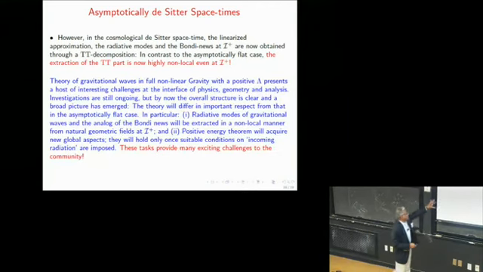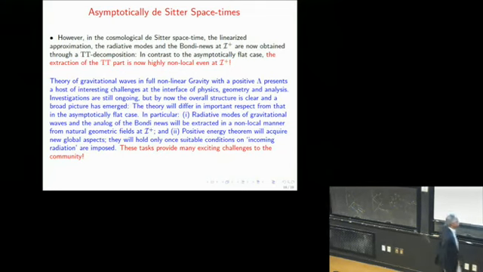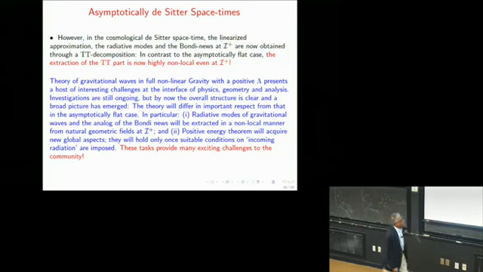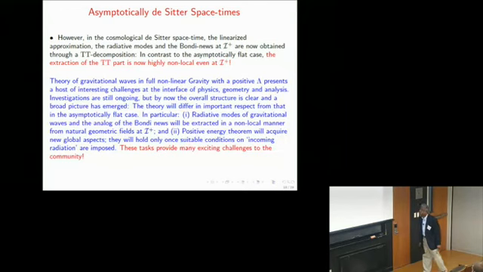So this is an open, very interesting issue, namely in full nonlinear general relativity with a positive cosmological constant, we have a host of interesting challenges at the interface of physics, geometry, and analysis. I think the broad picture is clear, but there are still many details that are still being worked out. And the theory with a positive cosmological constant will differ from the Bondi-Sachs theory, and in particular, the radiative modes of the gravitational waves and the analog of the Bondi news will be extracted in a non-local manner from natural geometric fields at Scri plus.